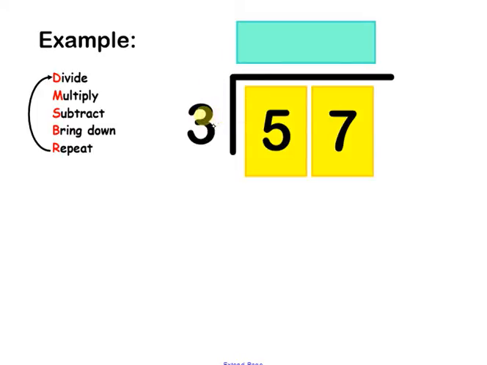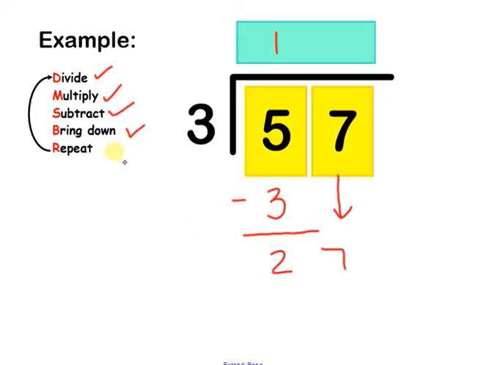So what you ask yourself first is how many times does this outside number 3 go into the first number, 5? 3 goes into 5 one time. So that's divide, then we multiply back. 3 times 1 is 3. Okay, so I just divided and then I multiplied. Now I'm going to subtract. 5 minus 3 is 2. Now I'm going to bring down the 7. And now I'm going to repeat.